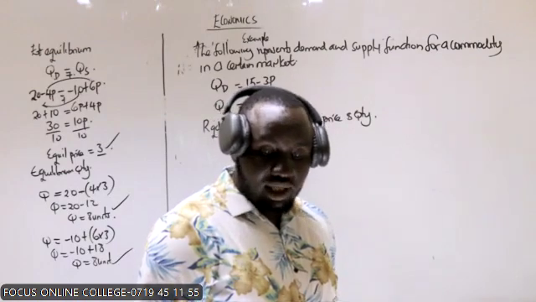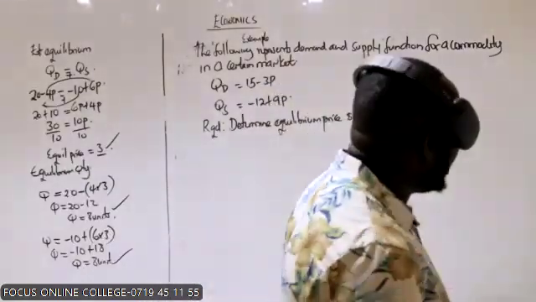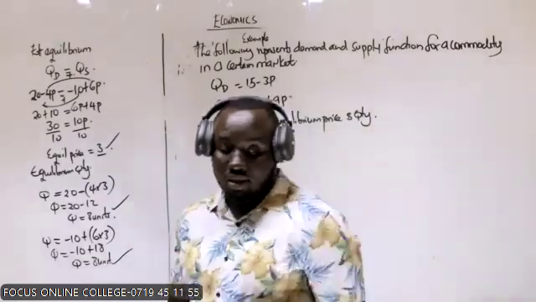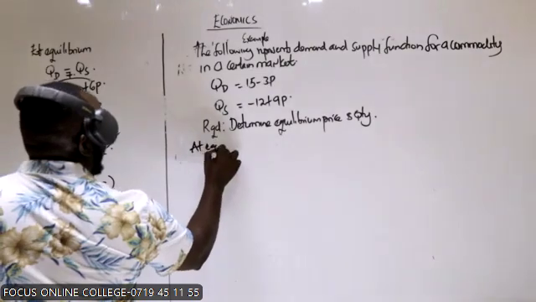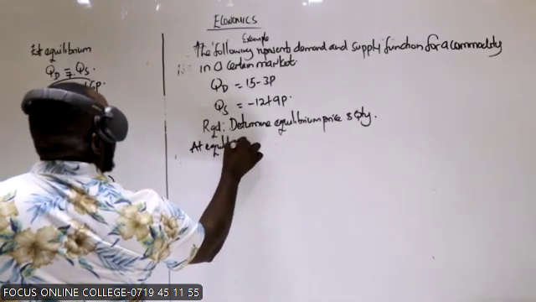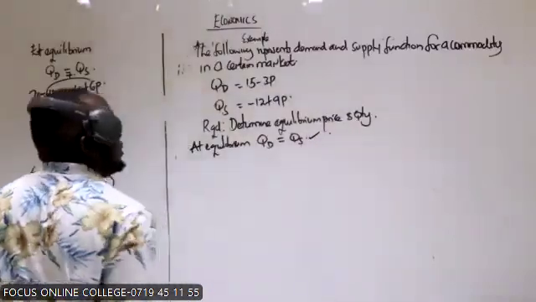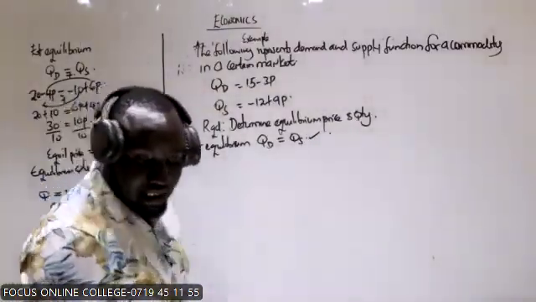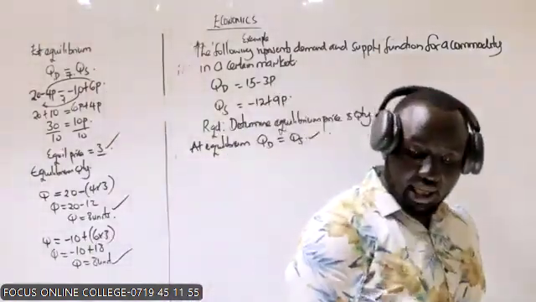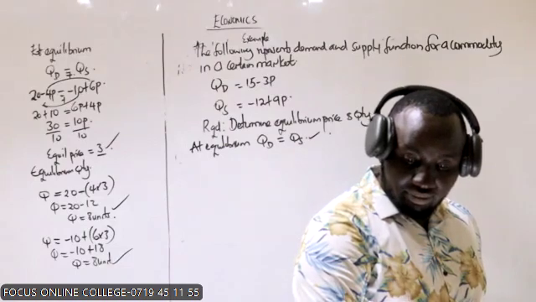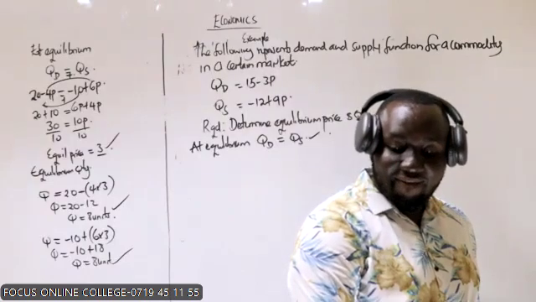So Mary has done it. Mary gets the equilibrium price to be 2.25. Somebody else? Once you have this at equilibrium, we have QD is equal to QS. That is at equilibrium, QD is equal to QS. Perfect, I think the majority are getting that.